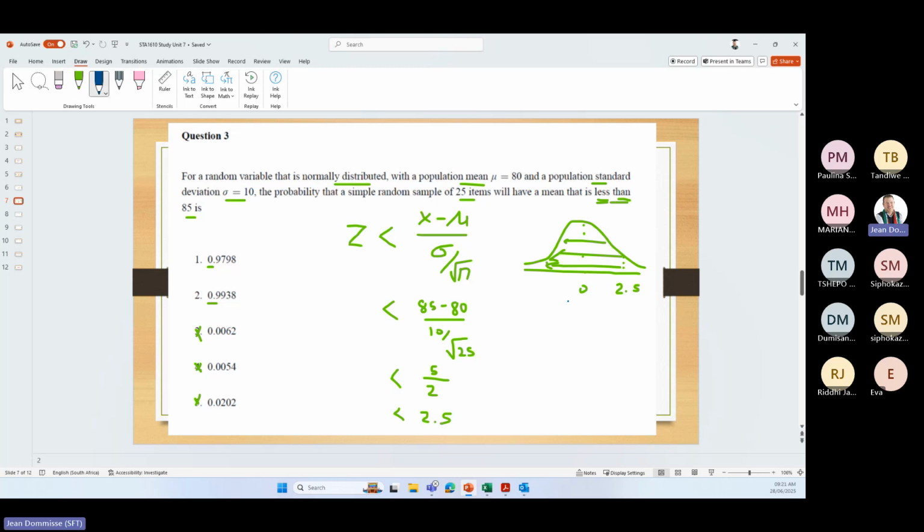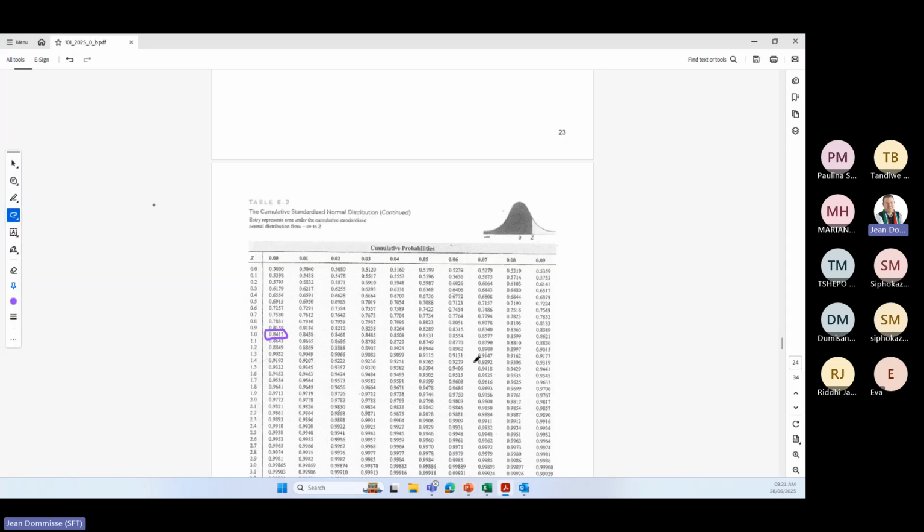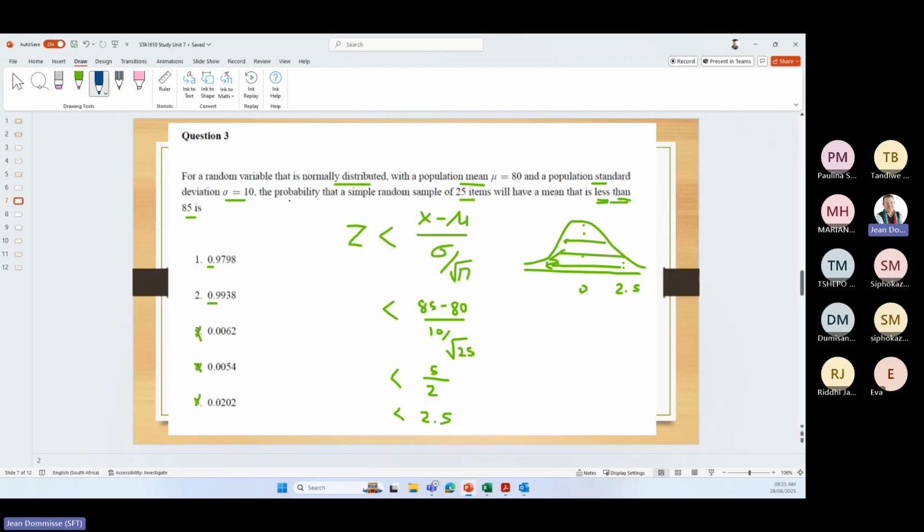Firstly, it is the bigger area, so I know we can use the positive 2.5. So there it is, 0.9938. In this instance, I would probably not even go look at the smaller area and then say 1 minus, because this is as it is on a positive table.